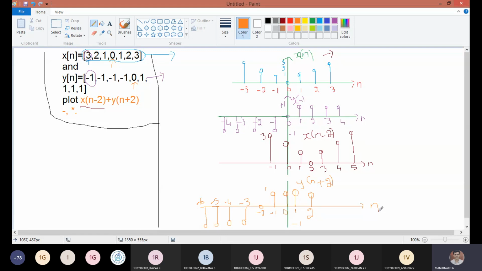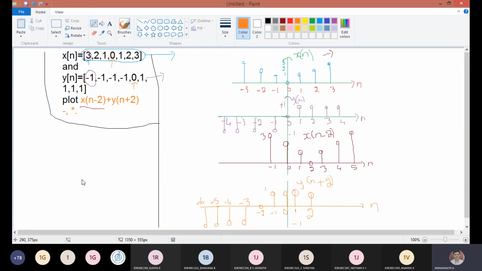So we have categorized the given sequences: x of n, y of n, x of n minus 2, and y of n plus 2. Any difficulties anyone till here? Is it okay? Fine.